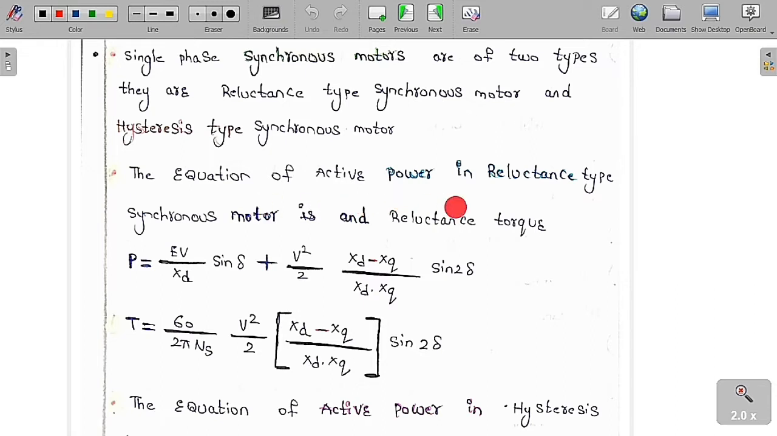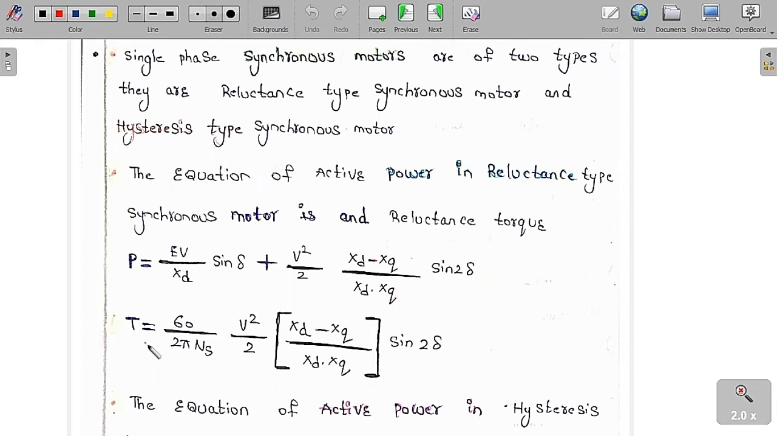The equation of active power in the reluctance type synchronous motor, and the reluctance torque. I want to give you the equation of the active power and also the reluctance torque in this reluctance type of synchronous motor. So what is that equation? P is equal to E into V by XD into sin delta plus V square by 2 into (XD minus XQ) by (XD into XQ) into sin 2 delta.